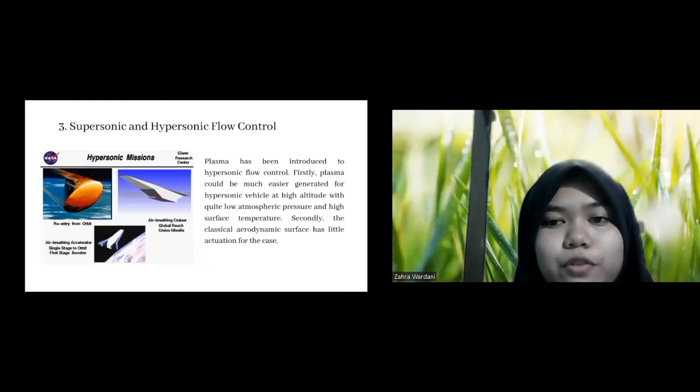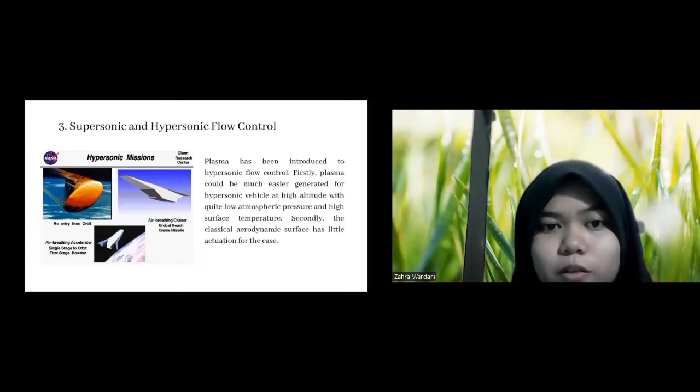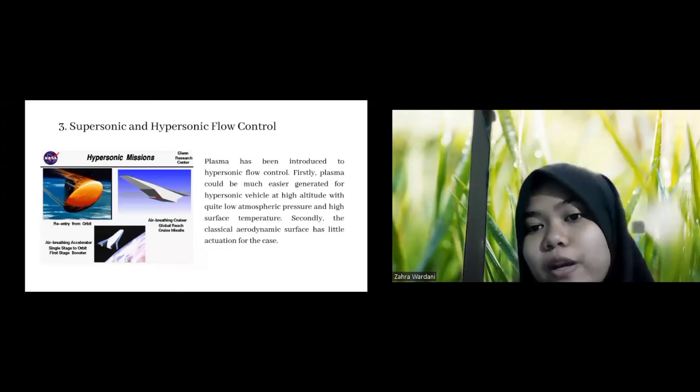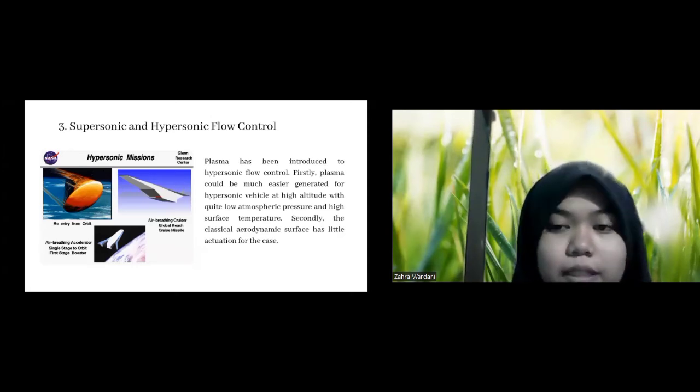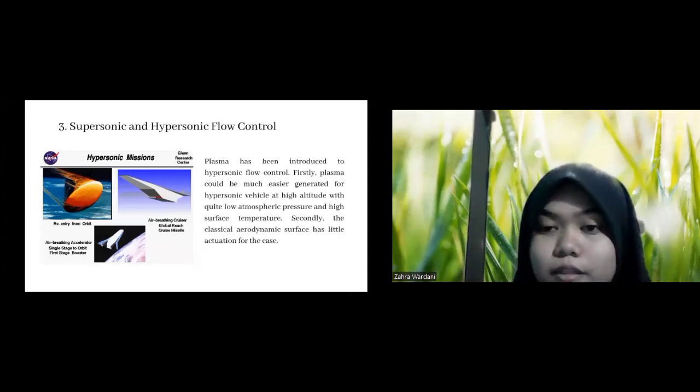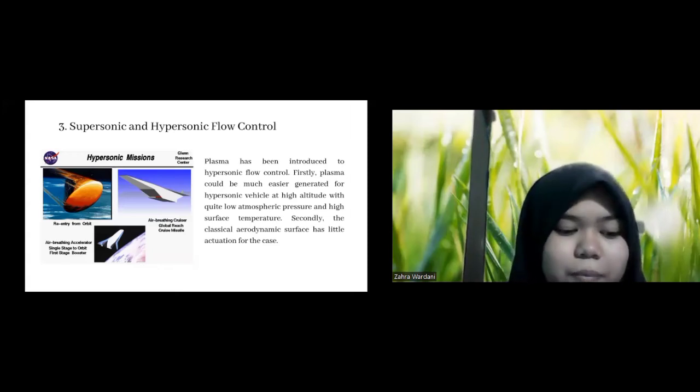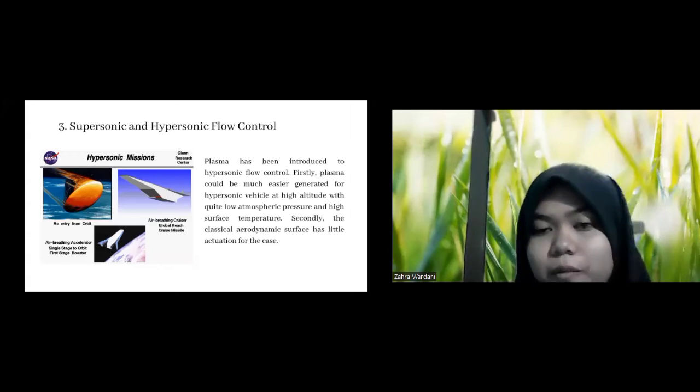Now I will explain to all of you the third, supersonic and hypersonic flow control. Plasma has been introduced to hypersonic flow control. Firstly, plasma could be much more easily generated for a hypersonic vehicle at high altitude with quite low atmospheric pressure and high surface temperature. Secondly, the classical aerodynamic surface has little actuation for the case. Interest in plasma actuators as active flow control devices is growing rapidly due to their lack of mechanical parts, and their fast response frequency.